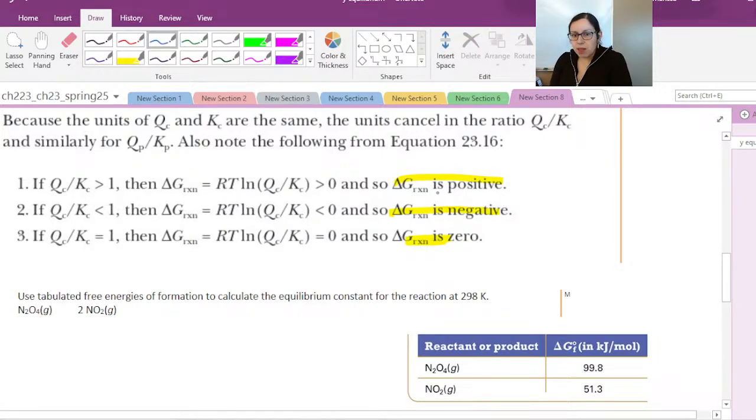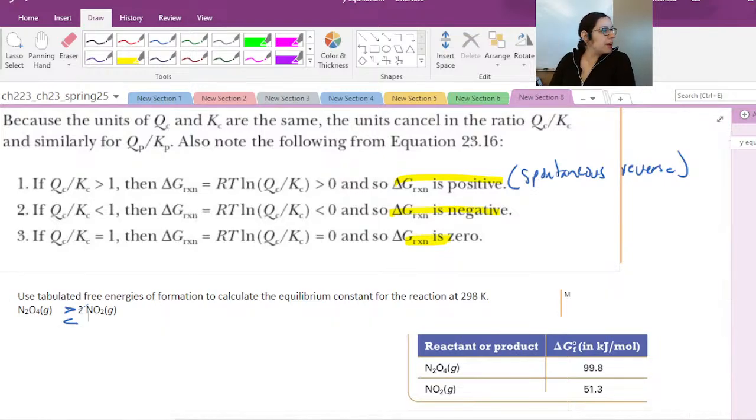And again, just keep that in mind: if your delta G is positive, it just means that it's not spontaneous in the forward direction, but it could be spontaneous in the reverse, which we've seen just from our equilibrium. Sorry, my arrows got dropped there. So now see if we can calculate this.